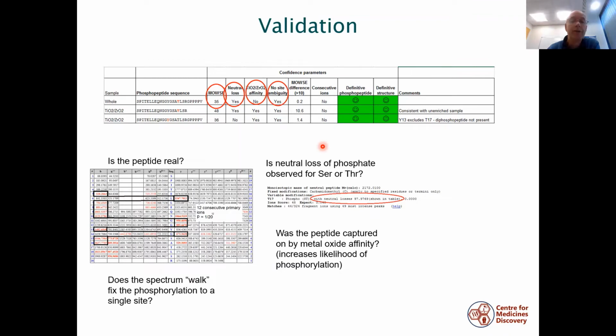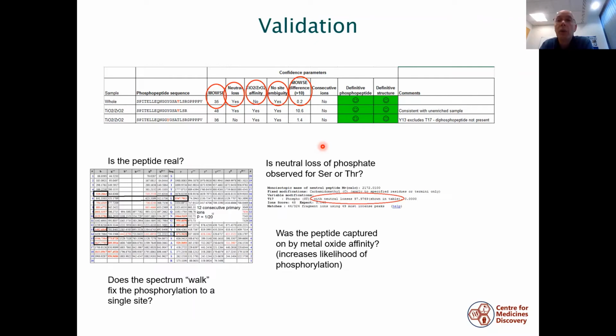Do we have site ambiguity? What this is asking is, when you do a spectrum walk, and I'll show you that in a second, does this fix the phosphorylation to a single site?